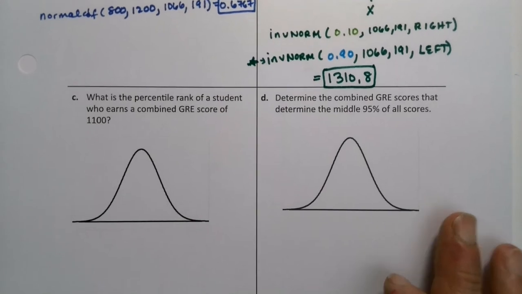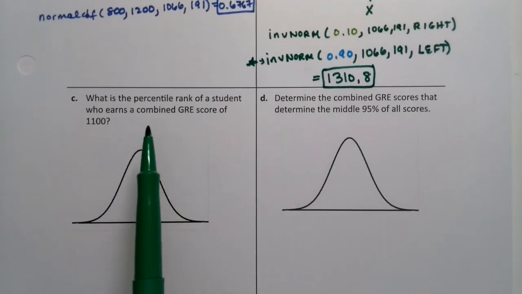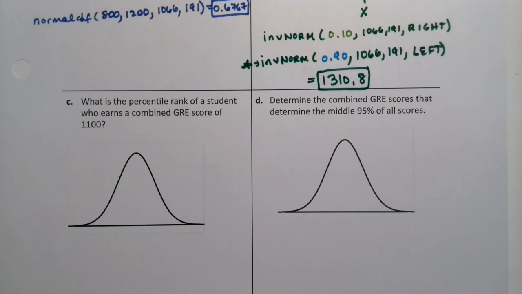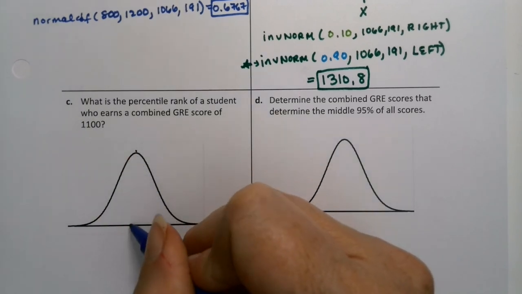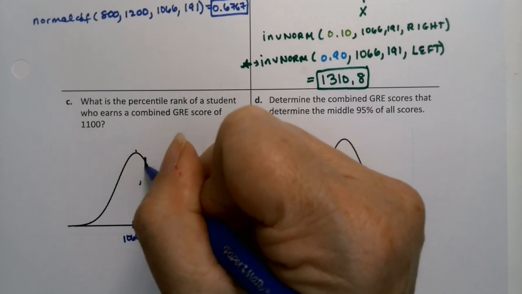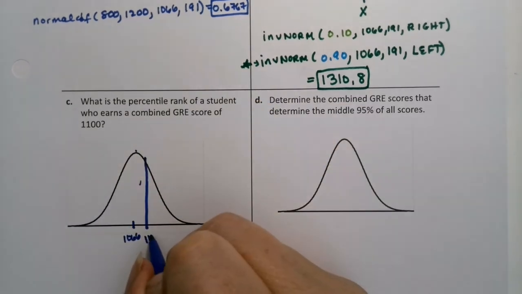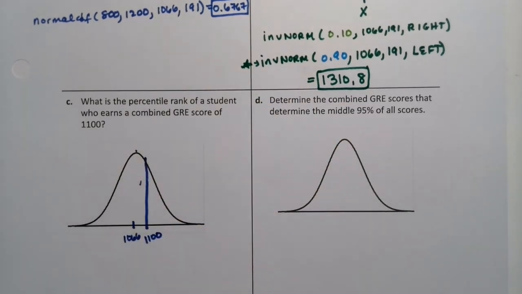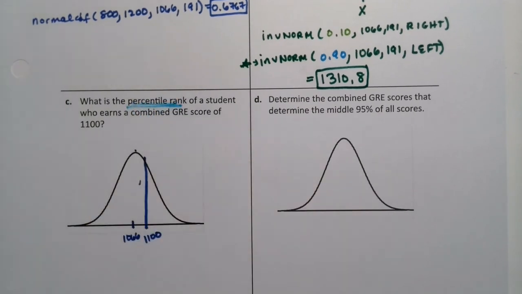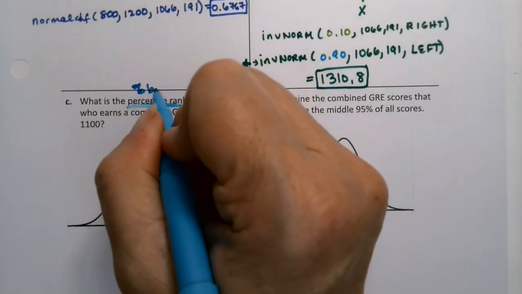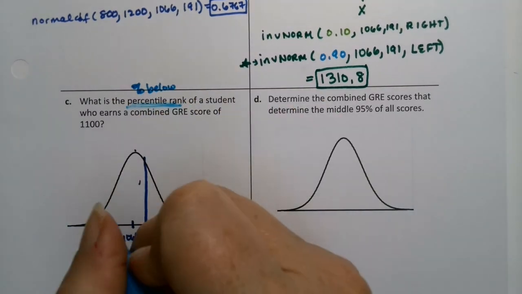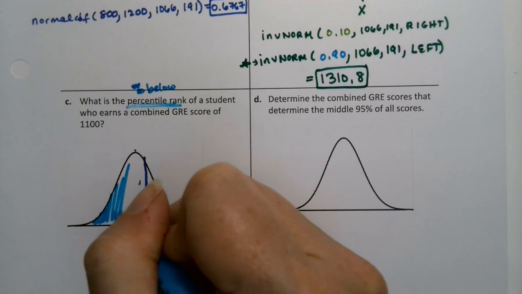All right, what about the percentile rank of a student who scored 1100? Okay, so this isn't going to be too great because 1066 is the mean. If you scored 1100, you're just a little bit above that. The percentile rank, remember, is the percent below you, and we round it. Let's see here. I want this area right here.